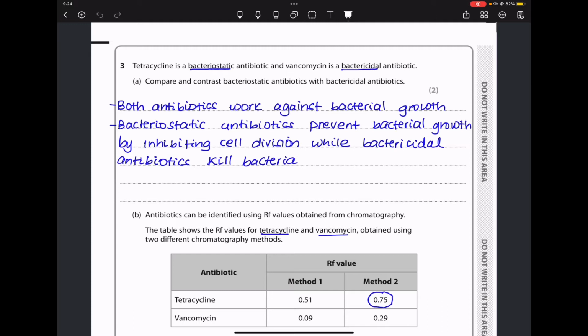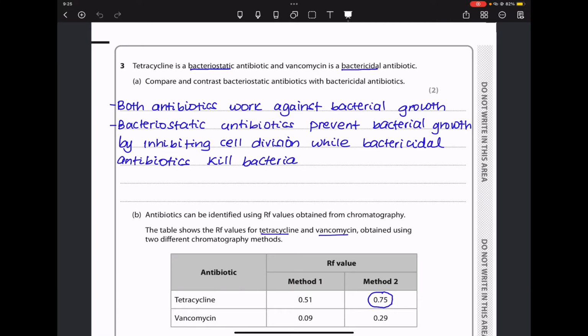Question 3. Tetracycline is a bacteriostatic antibiotic and vancomycin is a bactericidal antibiotic. They want you to compare and contrast bacteriostatic antibiotics with bactericidal antibiotics. So if a question asks about comparing and contrasting, you have to give the similarities as well as the differences. So I said both antibiotics work against bacterial growth. Of course, they work against bacterial growth, but in different ways. These ones here destroy or kill the bacteria, while these ones here prevent the increase in the number of the bacteria.